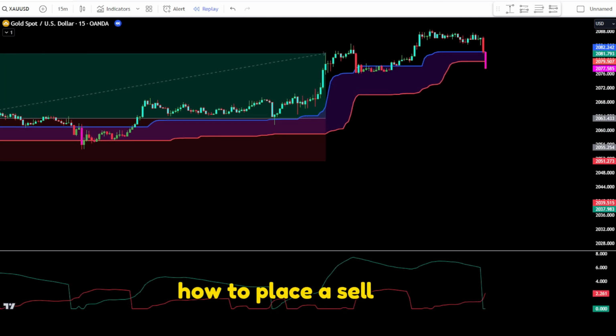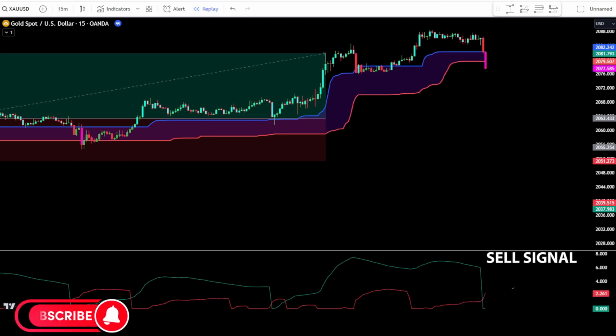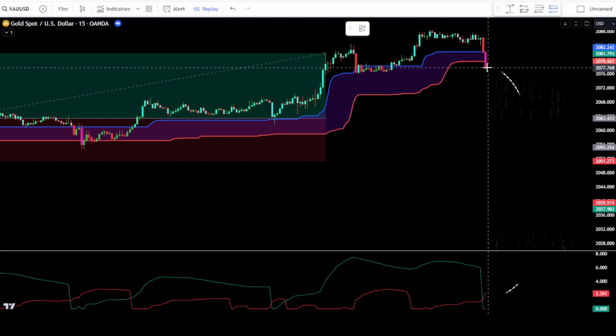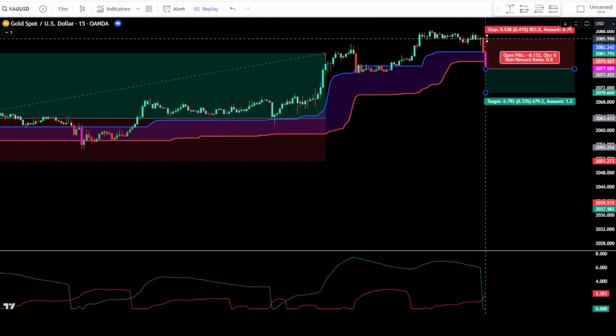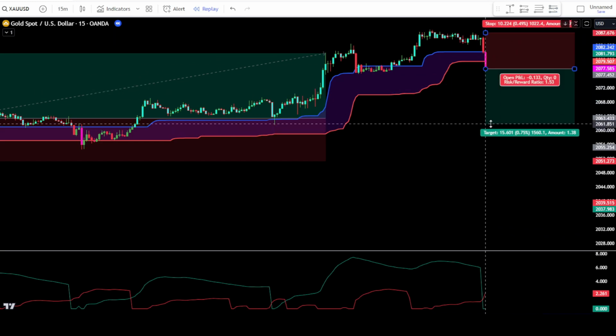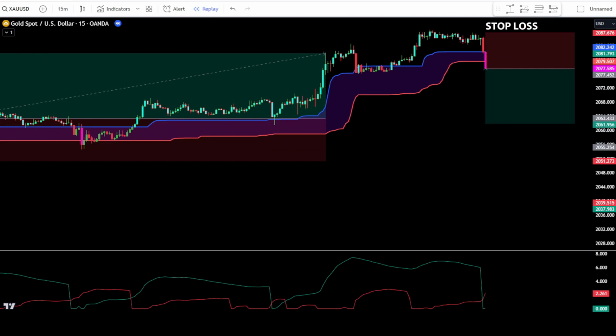How to place a sell order. 1. When the Andean Oscillator signals a sell entry, pay attention to the price candlestick. 2. Ensure that the price candlestick has broken out to the downside, meaning the candlestick color has changed to pink. 3. If all conditions are met, you can place a sell order after the candlestick is closed. 4. Set the stop loss at the latest swing high. 5. Use a target take profit with a risk and reward ratio of 1 to 1.5.